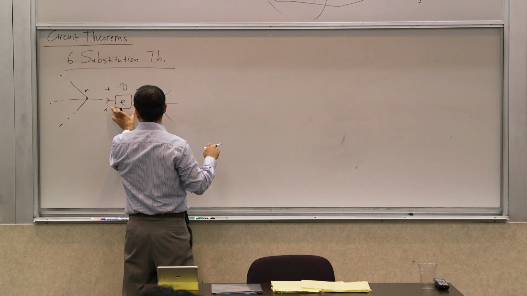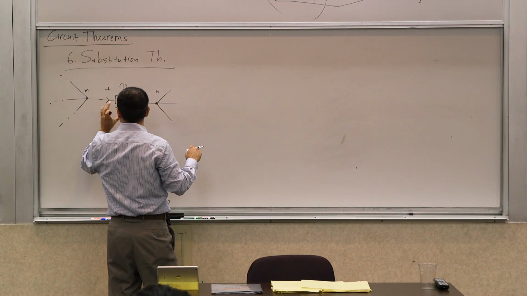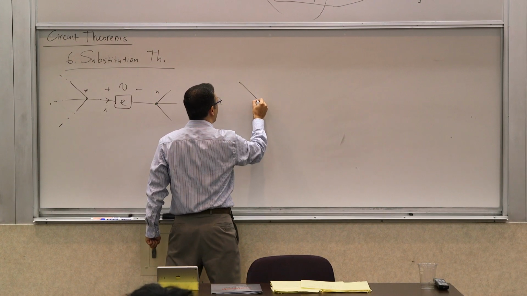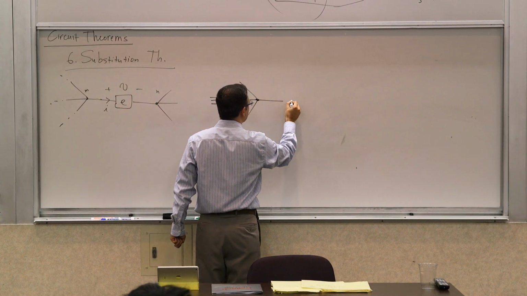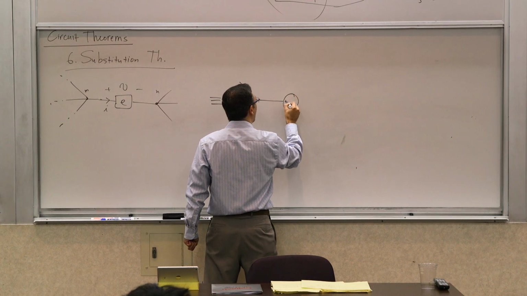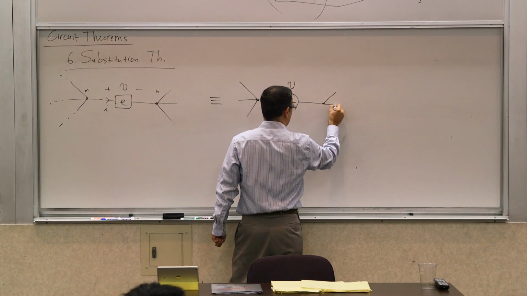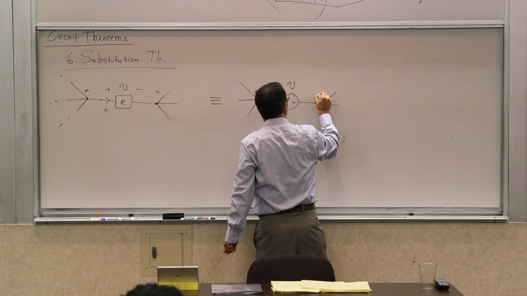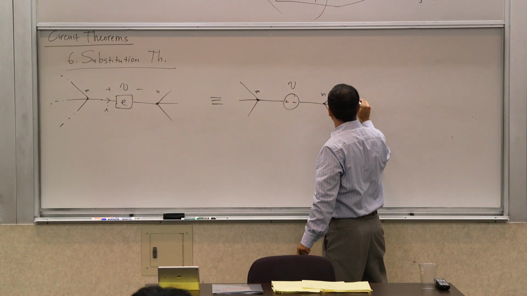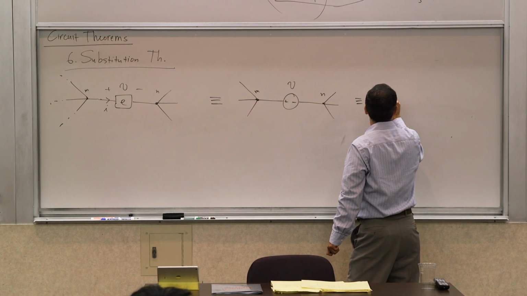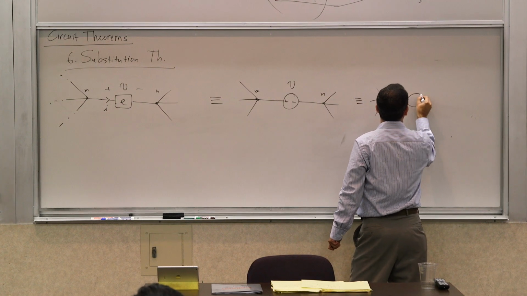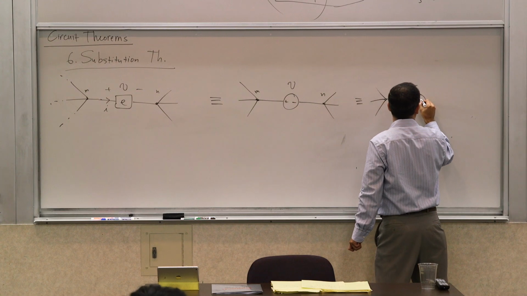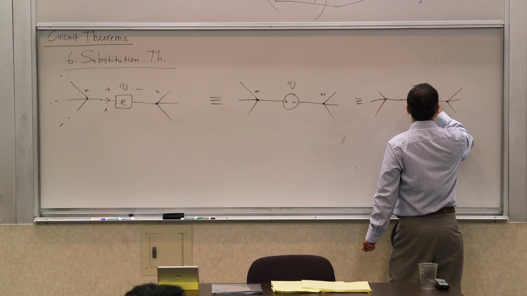If you have a branch which experiences a voltage V and a current I, this is equivalent to, you can actually take out this element and replace it with a voltage source of value V, or you could take it and replace it with a current source, ideal voltage source or ideal current source of value I. Oh, lowercase i, sorry.